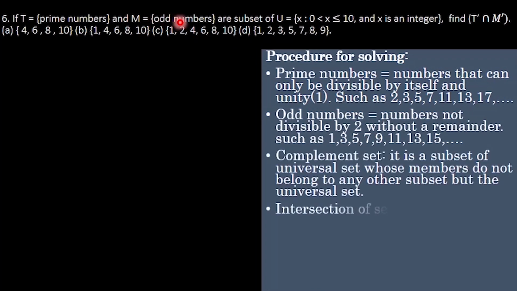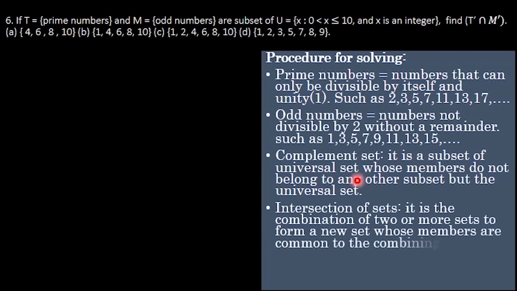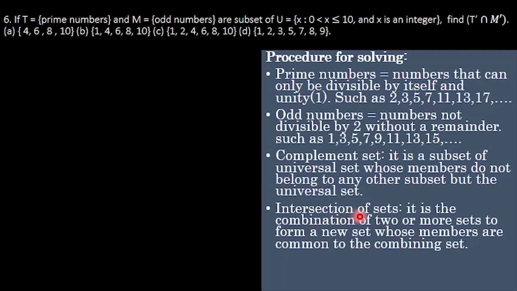When we are talking about a complement set, it is a subset of the universal set whose members do not belong to any other subset but the universal set. Now, intersection of sets is the combination of two or more sets to form a new set whose members are common to the combining sets. Now let's check the solution.